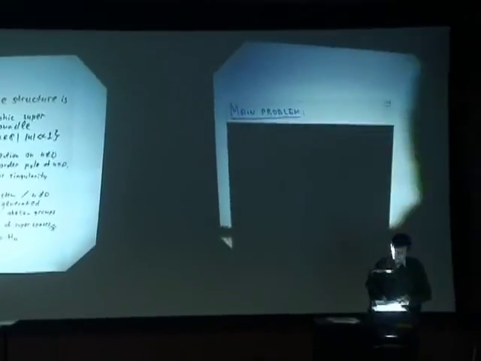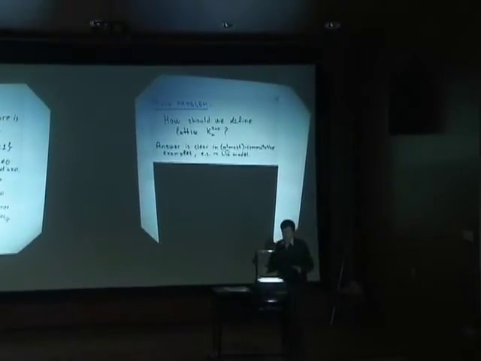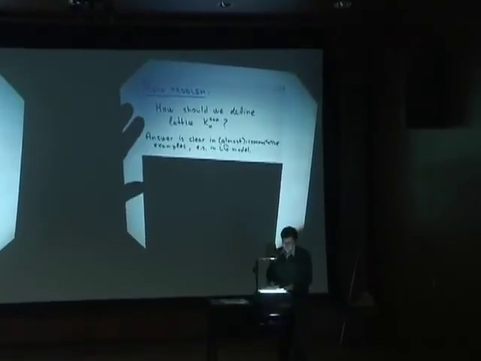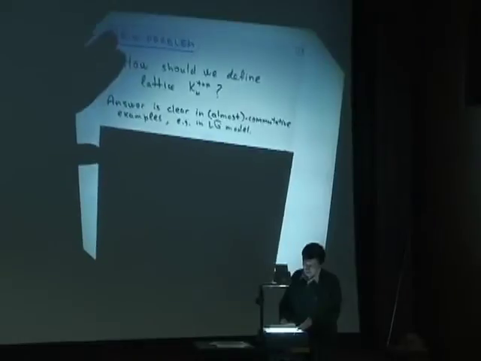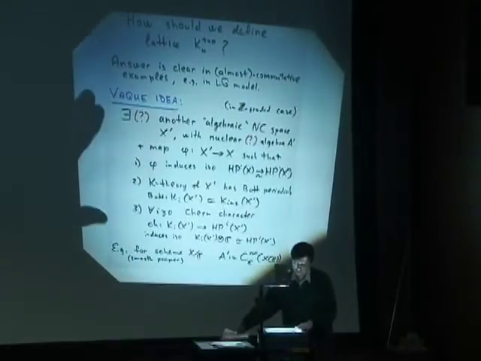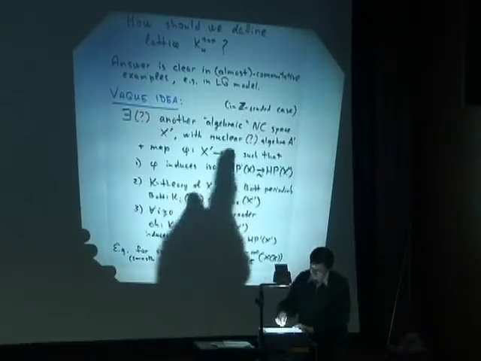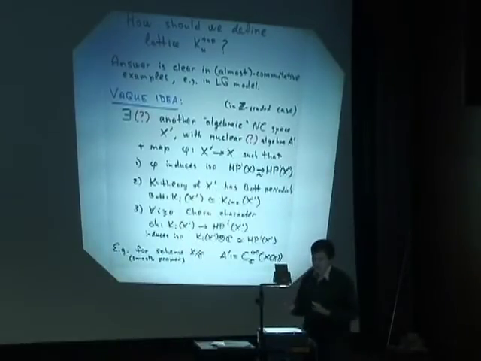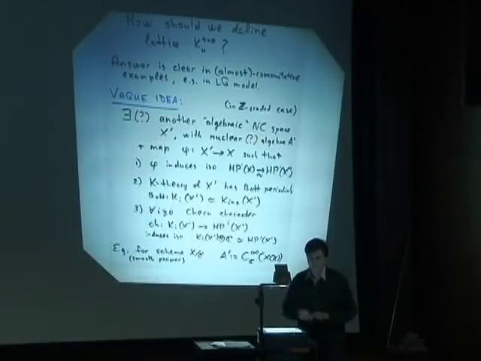So that's a Hodge structure. And the main problem is, how should we define this lattice? The answer is clear in all almost commutative examples, in the Landau-Ginzburg model. And what is the idea for this lattice? It's really a wild guess. And I have no idea what to do in the Z2-graded case, so I'll describe the Z-graded case now.